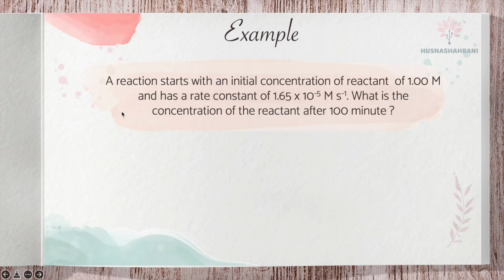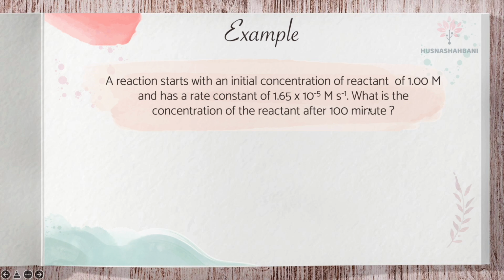Example: a reaction starts with an initial concentration of reactant 1 molar and has a rate constant of 1.65 times 10 to the power of negative 5 molar per second. So this is the value of K, the rate constant, given the initial concentration of 1 molar, A naught. What is the concentration of reactant after 100 minutes?